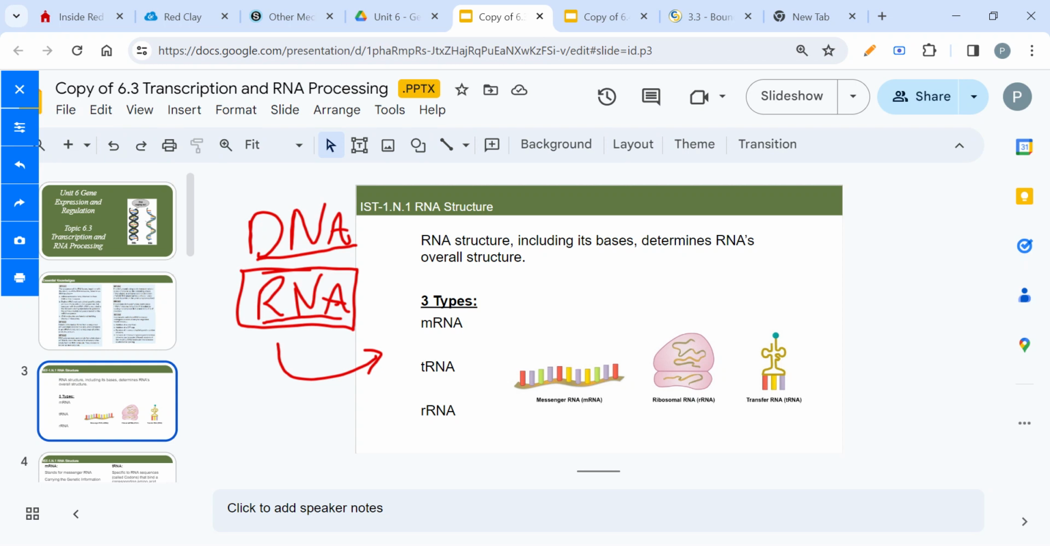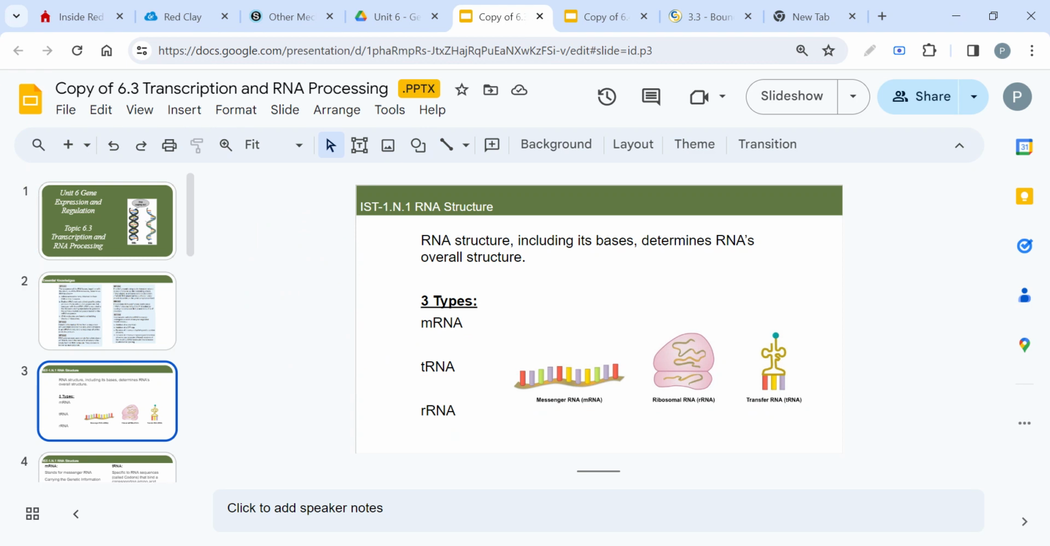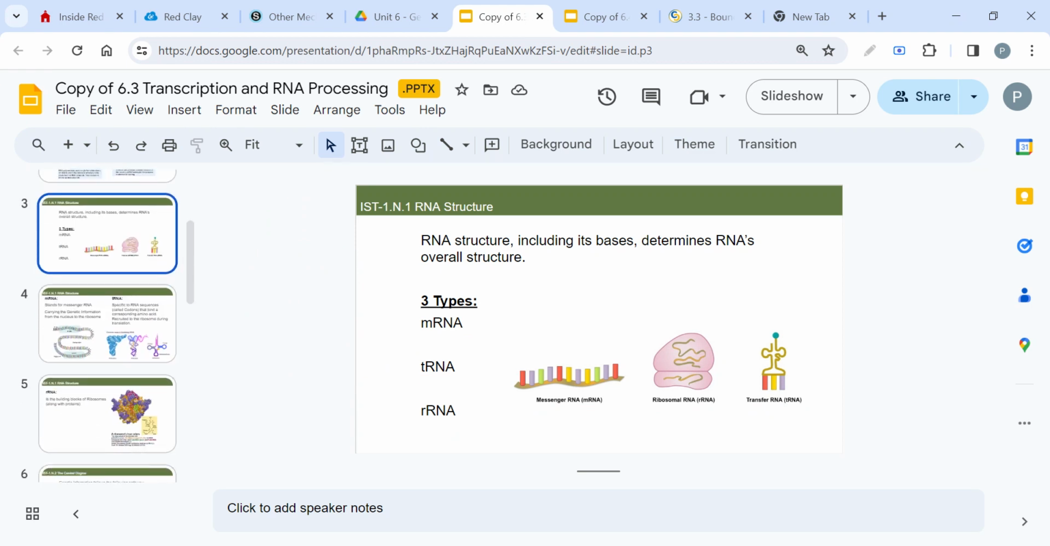Now, RNA comes in three flavors. You have mRNA, which is messenger RNA, tRNA, which is transfer RNA, and finally rRNA, which is ribosomal RNA. And each one of them is basically used for something a little bit different. Okay. So let's go ahead and take a look at them, right?